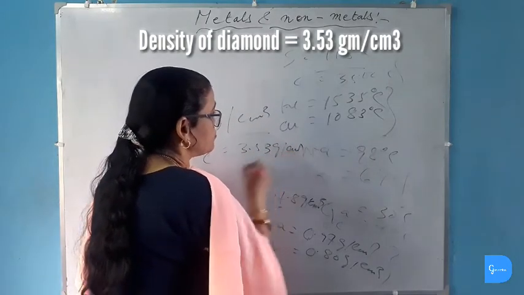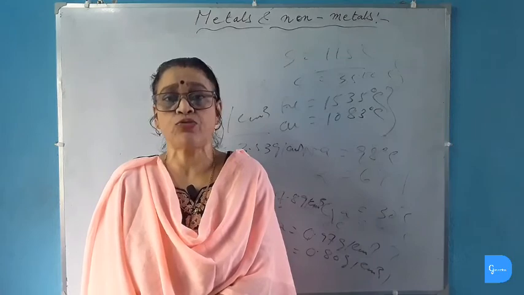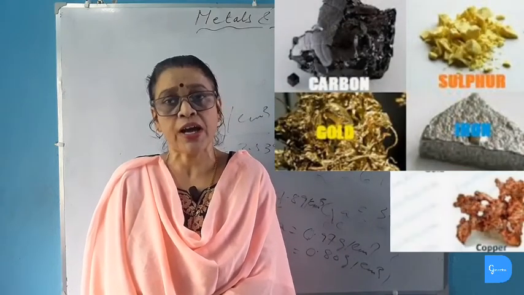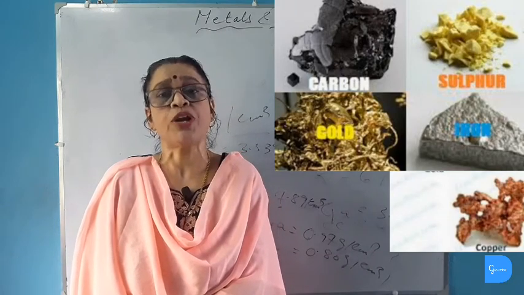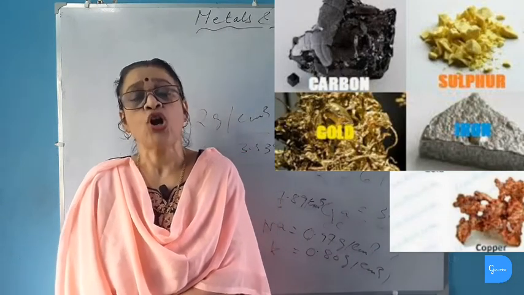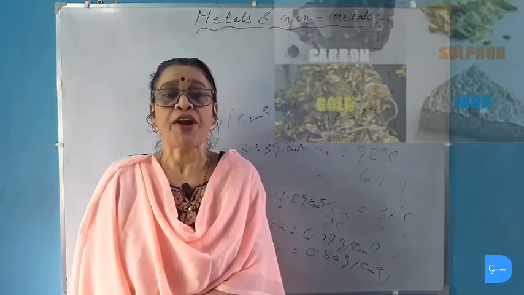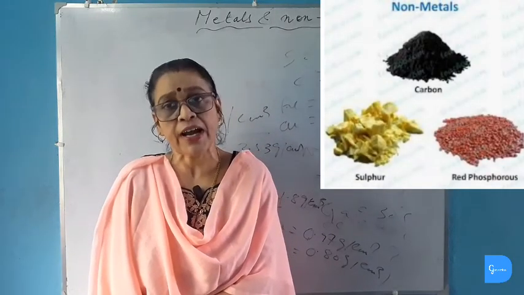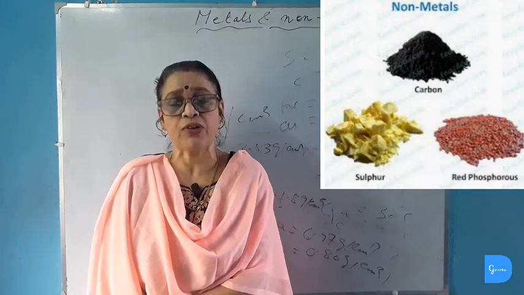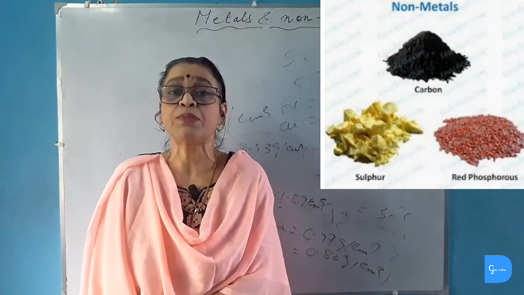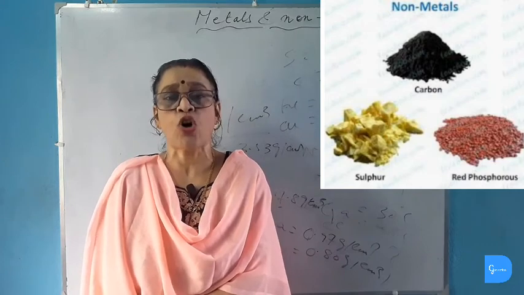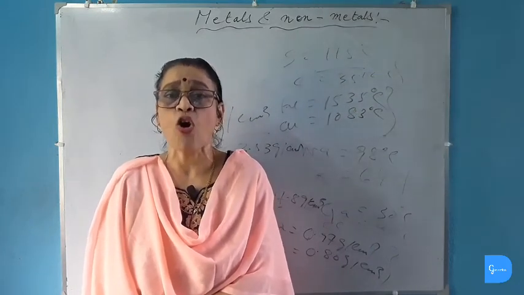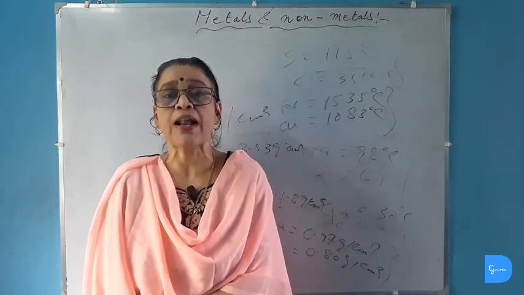Next point, metals are usually silver or grey in color except gold, which is yellow in color, and copper, which is reddish brown in color. On the other hand, non-metals are of various colors. For example, sulfur is yellow in color, phosphorus is white and red in color, graphite, a non-metal which is an allotropic form of carbon, is black in color, chlorine is a non-metal gas which is yellowish green in color, and gases like oxygen and hydrogen are colorless gases.